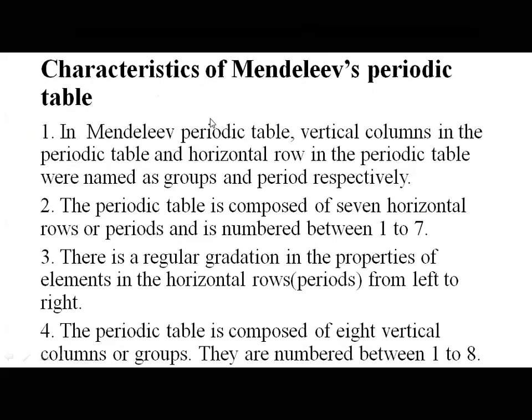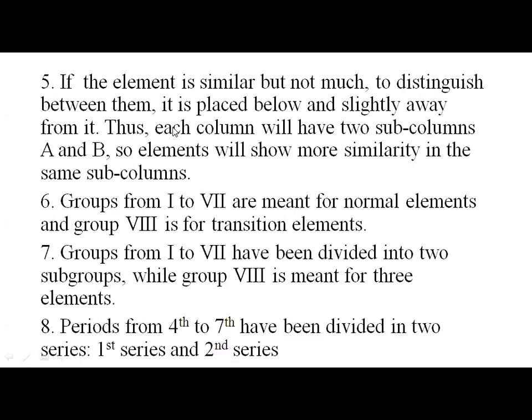Okay. What are the characteristics? We discussed that vertical columns and horizontal rows in the periodic table were named groups and periods respectively. It consisted of 7 horizontal rows or periods, numbered 1 to 7. There is regular gradation in the properties of the elements in periods from left to right. The periodic table was composed of 8 vertical columns plus 1, named 0. So Roman numerals 1 to 8, plus 1.